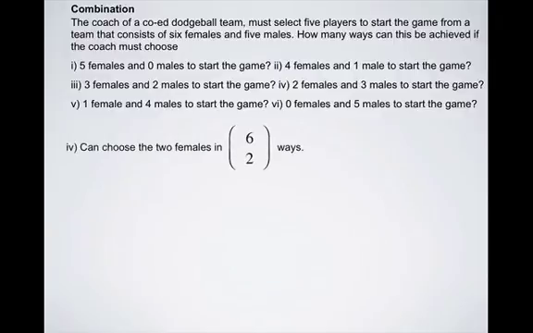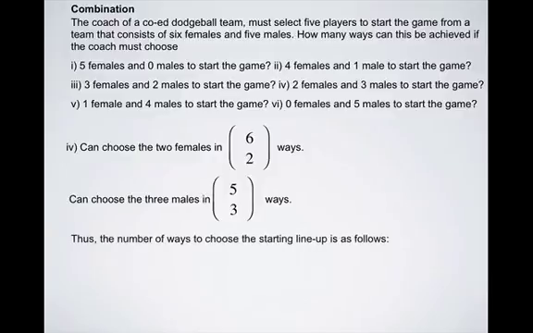So next, the number of ways you can choose a starting lineup that has 2 females and 3 males. The number of ways you can choose the 2 females is a combination of 6 choose 2. The number of ways that you could choose 3 males out of the 5 is 5 choose 3. And so this is going to be the combination of 6 choose 2 times 5 choose 3 in the number of ways we get out of the starting lineup. And this is equal to 15 times 10, which is 150.